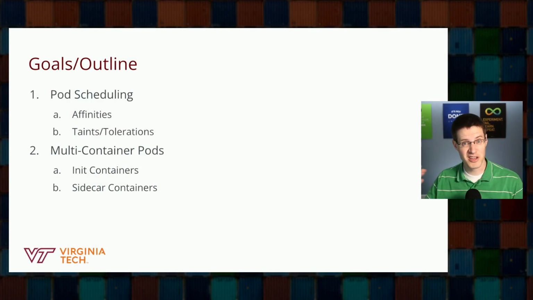So again, pod scheduling is where we're going to start off. We're going to talk about affinities and taints and tolerations, which I know some of this sounds like, what are we getting into here? Don't worry, we'll make it pretty easy. And then multi-container pods, we're going to talk about both init containers as well as some sidecar container patterns. And we'll go from there. We'll see some demos along the way.